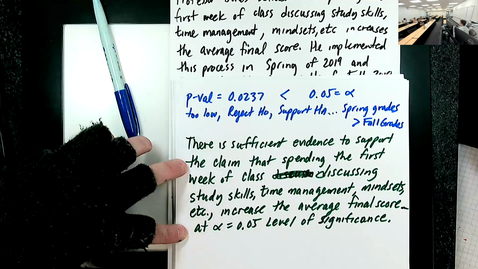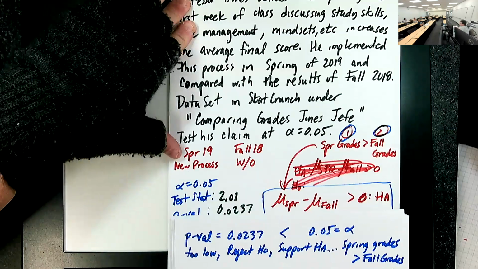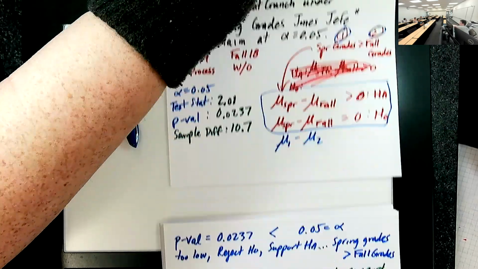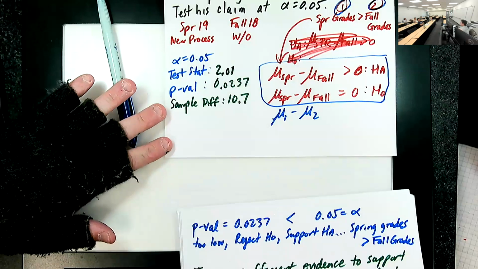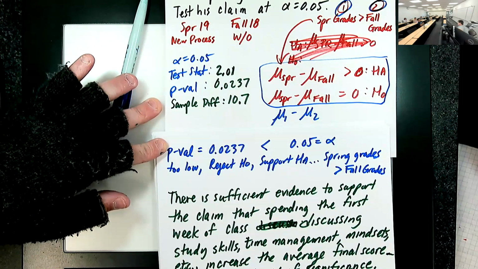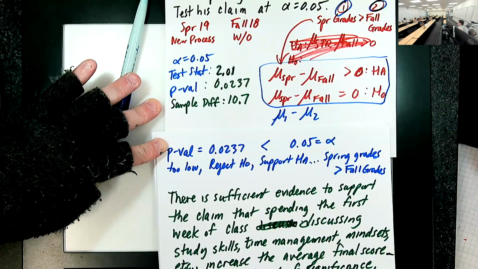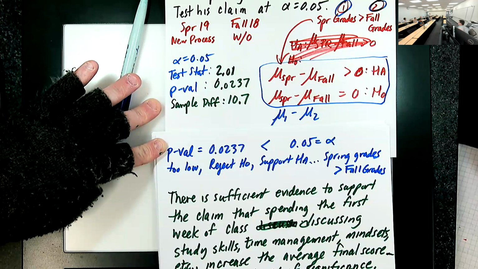Did this whole thing make sense, John Luca? Yeah. All right. So what does that sample difference mean? The sample difference of 10.7 means the average grade in spring was 10.7 points higher than the average grade in fall. That's a full letter grade. That's crazy. Full letter grade.